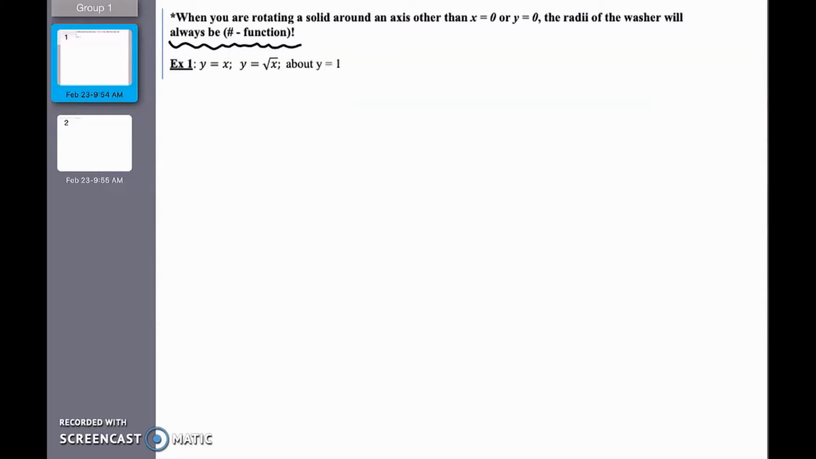So let's just jump right into example 1. The two functions that we're working with here are y equals x and y equals the square root of x. And we're rotating this about the line y equals 1.